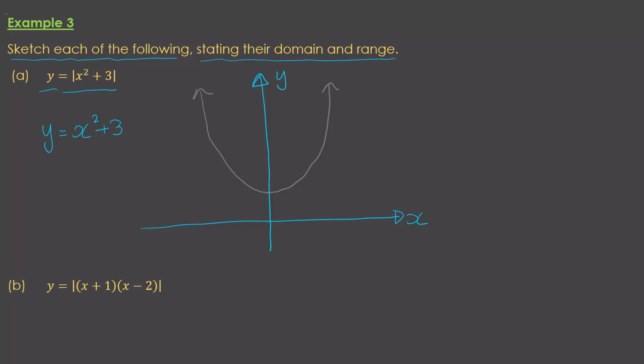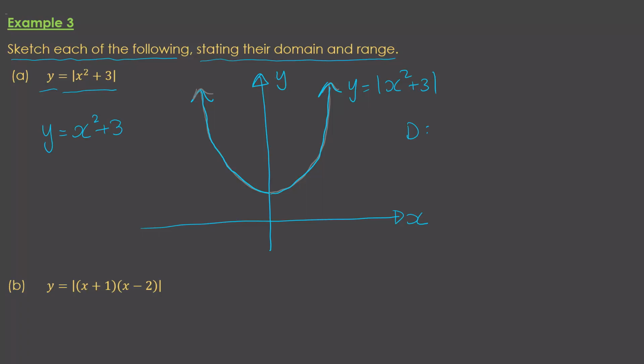Now, since we're doing the modulus, anything that's above the x-axis will stay the same, and anything below the axis will be reflected back up above. In this case, our entire curve is above the x-axis. So in other words, the modulus of x squared plus 3 is exactly the same as y equals x squared plus 3. So this is the graph of y equals mod x squared plus 3.